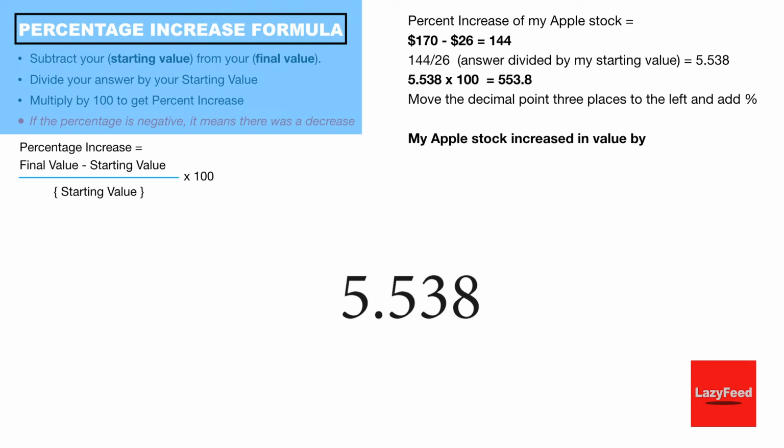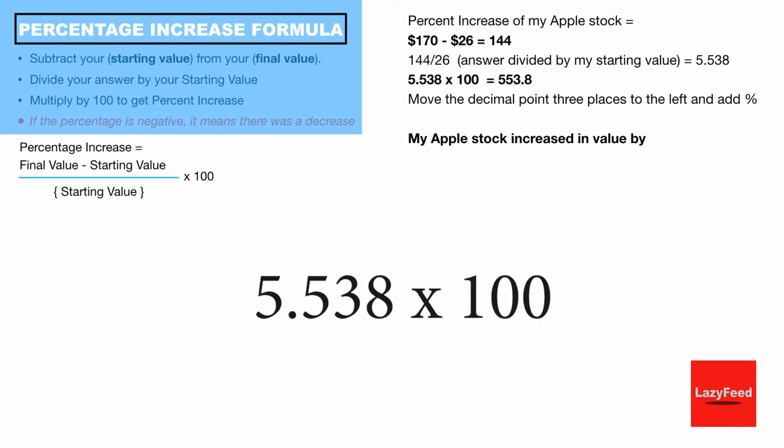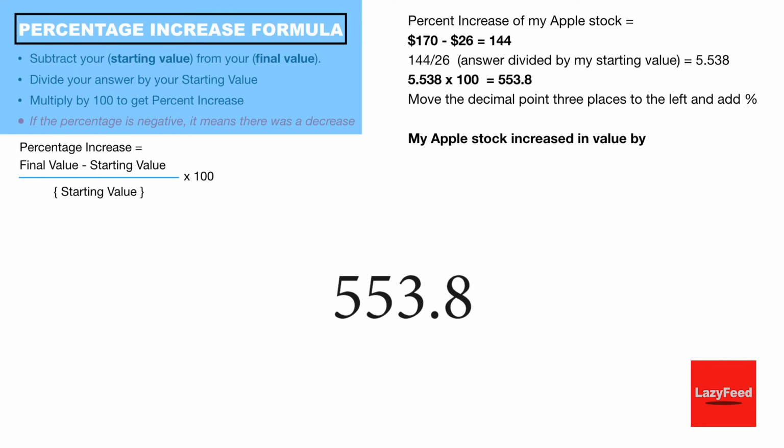Now, our next step is to multiply that number by 100. 5.538 times 100 equals 553.8. My Apple stock increased in value by 553%.